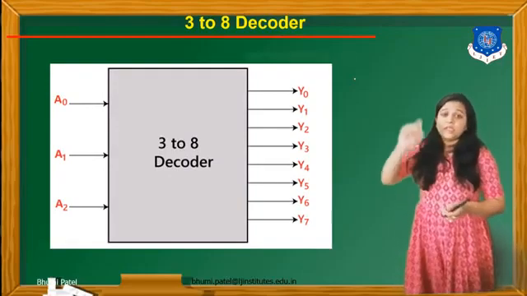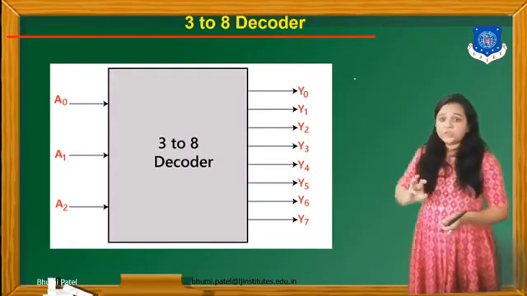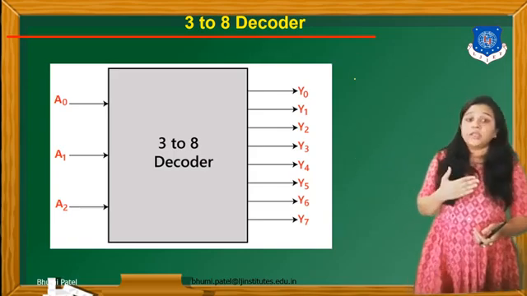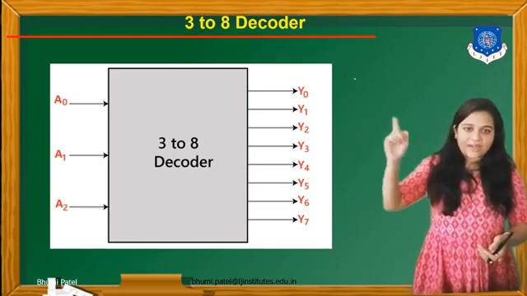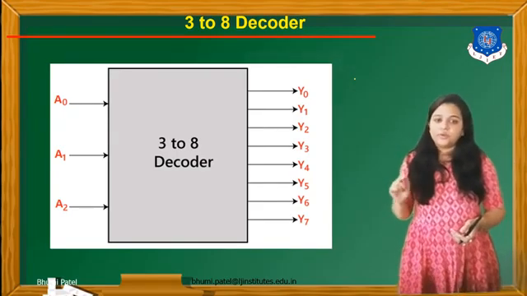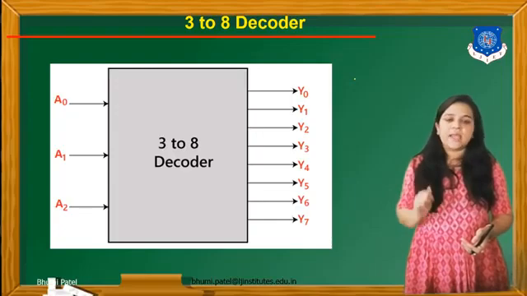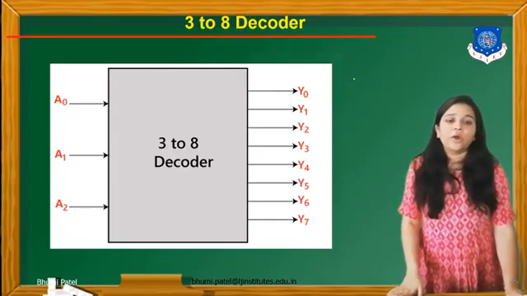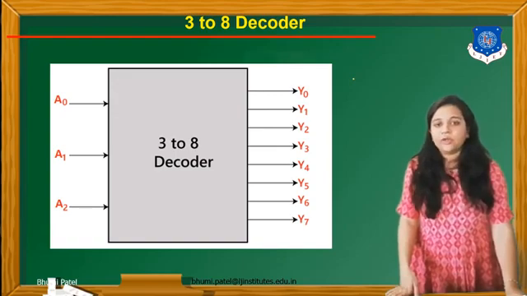So here the name indicates we have three inputs, that is A0, A1 and A2, and we can get 8 outputs, that is Y0, Y1, Y2, Y3, Y4, Y5, Y6 and Y7. Okay, so this is the schematic or the block diagram of the 3 to 8 decoder.